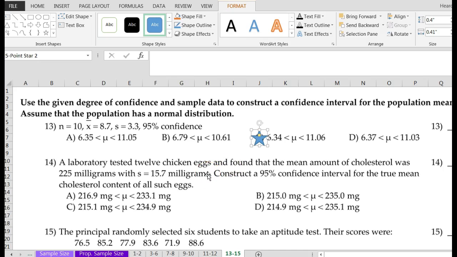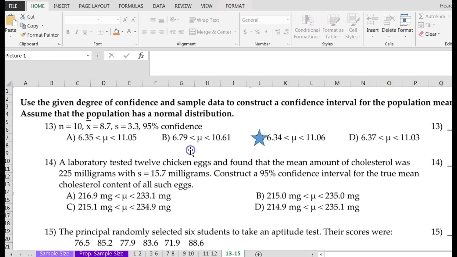A laboratory tested 12 chicken eggs. Oh my goodness, we're testing chicken eggs. 12 chicken eggs, that's less than 30, so I'm going to be doing a T here. T as in Tom. 12 chicken eggs, and found the mean amount of cholesterol was 225 milligrams. 225 is my X bar. Standard deviation, or S, is equal to 15.7. Construct a 95% confidence interval. 95% confidence interval. We're going to round this to 1 decimal place.